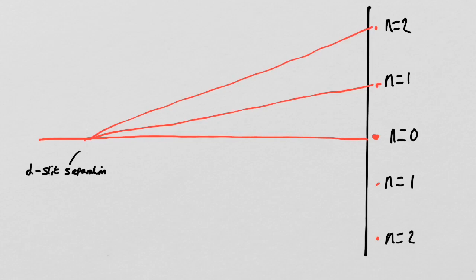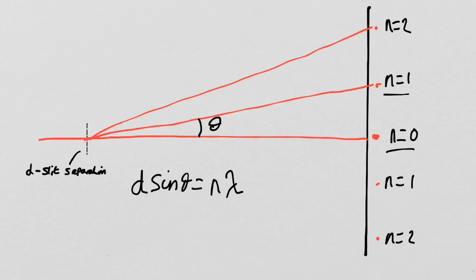Now, our angle between zero order and the first order is theta. And we can find angle theta using the following equation: d sine theta is equal to n lambda, that is, n, the order that you choose, times the wavelength. For this particular angle theta here, we will use n equals 1. For the second order, we'd use n equals 2, and for the third one, n equals 3, and so on.